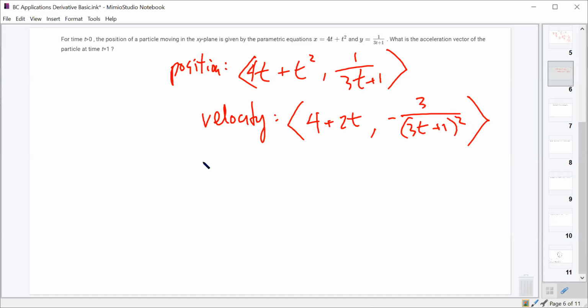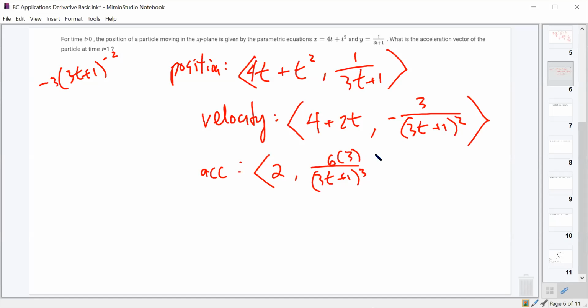Hopefully so. Okay. And then your acceleration vector, take your derivative of 4 plus 2t, which is just 2. And your derivative of this is negative 3 times (3t plus 1) to the negative 2. So we'll write it out over here. Negative 3 times (3t plus 1) to the negative 2, so that becomes a 6 times (3t plus 1) to the negative 3. So 6 over (3t plus 1) cubed, and then times the derivative of the 3t plus 1, so times 3. So hopefully you got that for your acceleration vector.